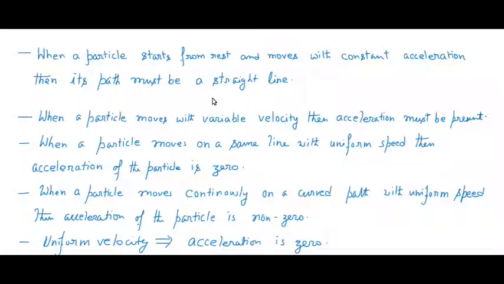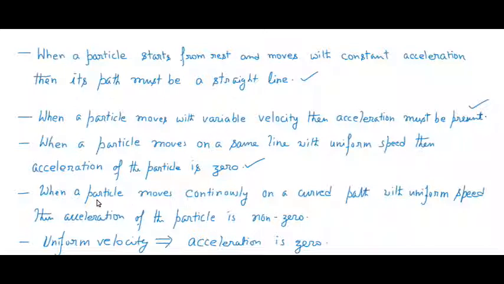So here is the summary of what we were explaining. When a particle starts from rest and moves with a constant acceleration, its path must be a straight line. We also studied that when a particle moves with a variable velocity, then the acceleration must be present. It can't be zero. Third point, when a particle moves on a straight line with uniform speed, then the acceleration of the particle is zero.